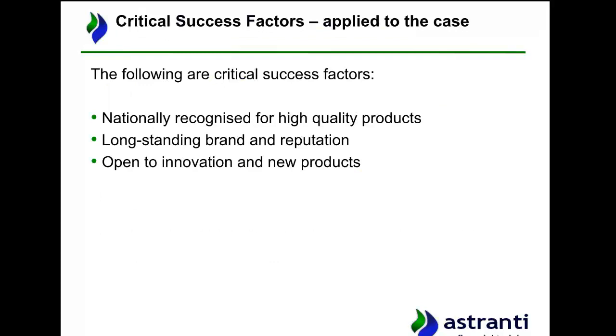So here are a few of the critical success factors that you can apply to this case, and you could perhaps have a look yourself and see if you can find some of your own. But these are the main ones that we found. So at the moment, they're nationally recognized for high quality products. So there's sort of two things there. They've got this national recognition, and they also make high quality products, and those are going to be critical for this company. They need to make sure they are continuing to make high quality products so that people can continue to get the quality that they expect for this company, and that's going to feed back and continue to help them with their national recognition.